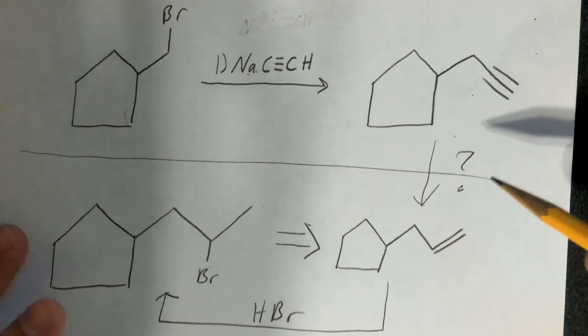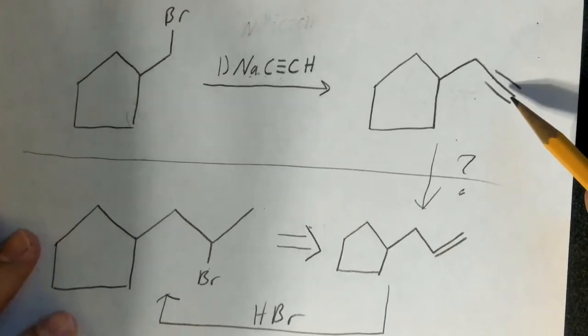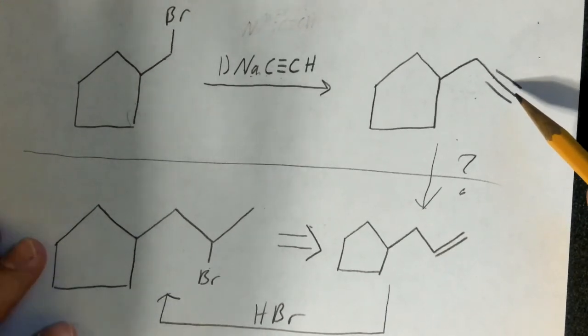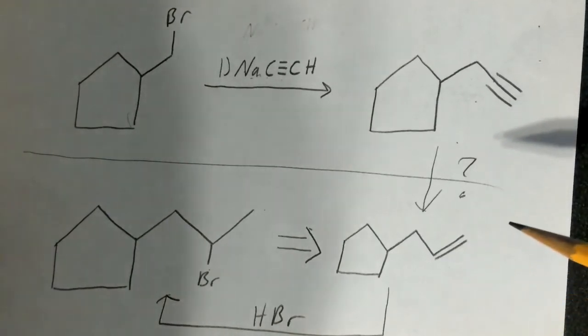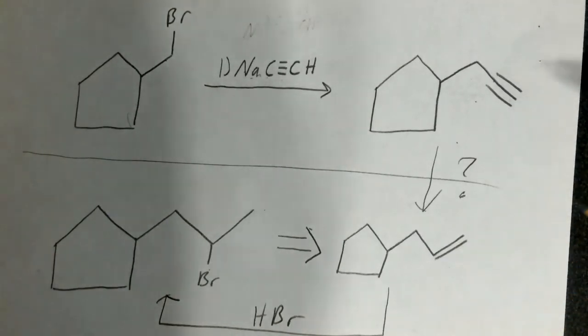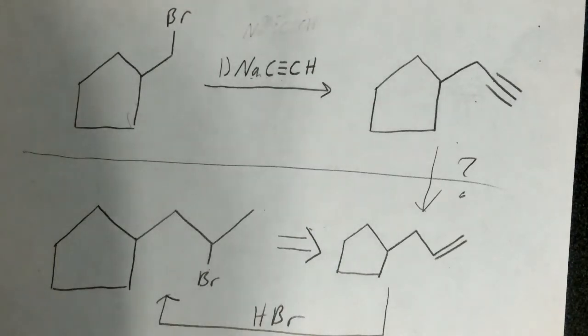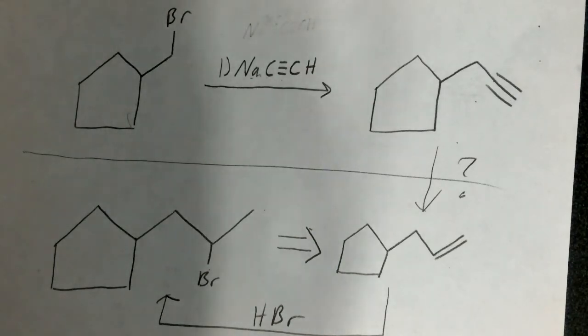We only need 1 step because we know, at least from this Tuesday's lecture, that there is a way to take a triple bond and turn it into a double bond. We can reduce the triple bond. And we learn 2 techniques. We learn one way that you can end up with a cis double bond and another way you can end up with a trans double bond.